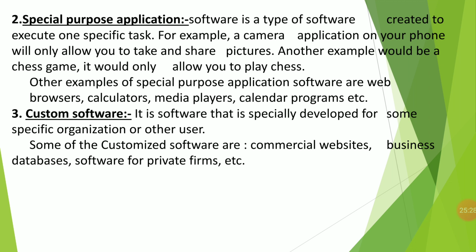General purpose means it is used for day-to-day life, or for general works that a user can perform by using a computer. But specific purpose software is used for a specific job or a specific work. Specific purpose application software is developed by programmers to perform only a specific task.